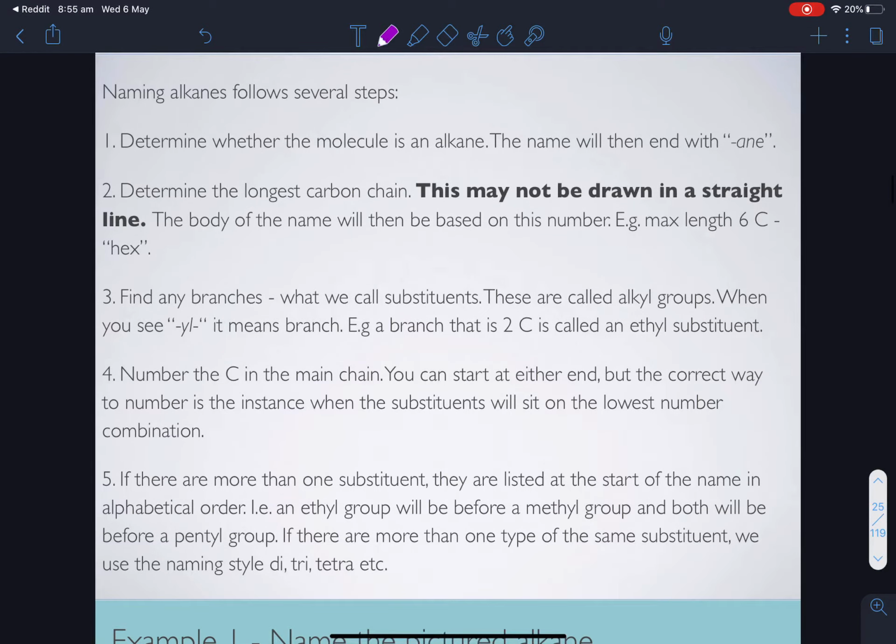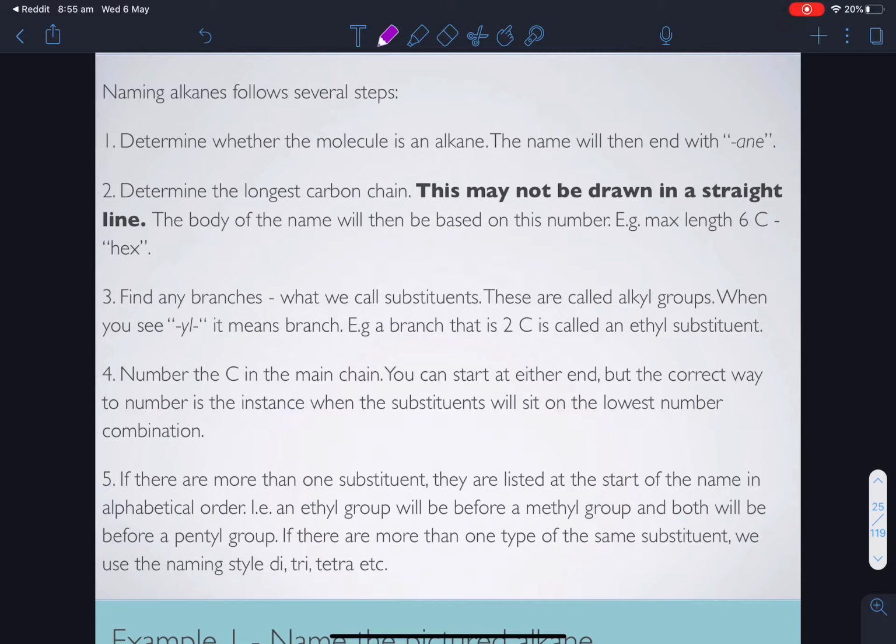So naming alkanes, we follow several steps. First, we want to determine whether it is an alkane. The name will generally end with ane. It's a good indicator. Determine the longest carbon chain. And remember, this might not be drawn in a straight line. It might be branched. The body of the name will then be based on the number of these carbons. For example, if your longest chain in there is 6, it will be a hexane.